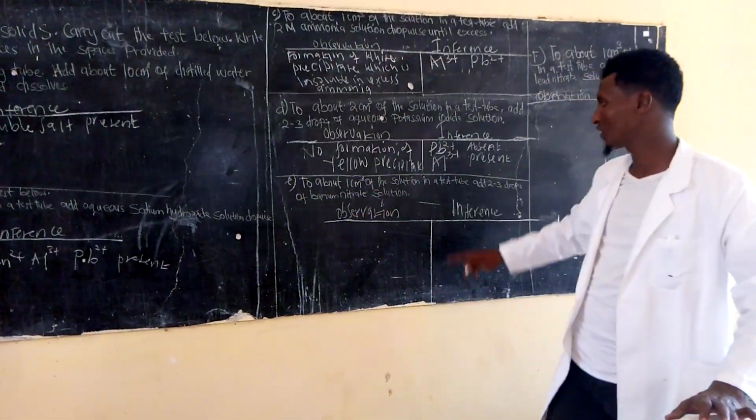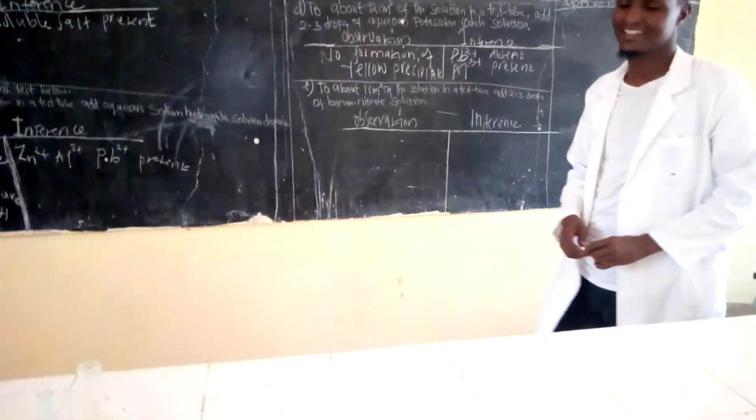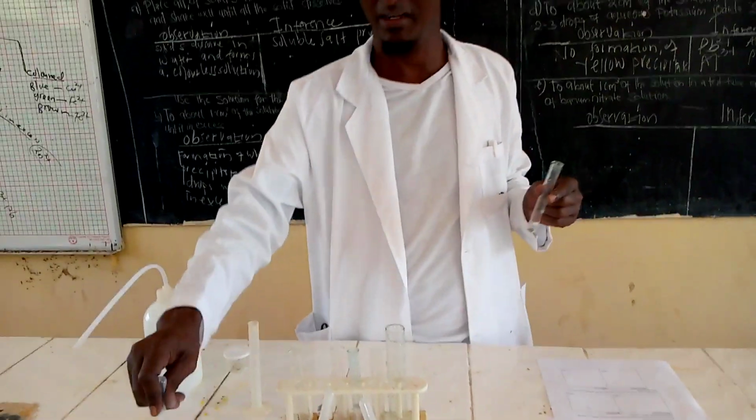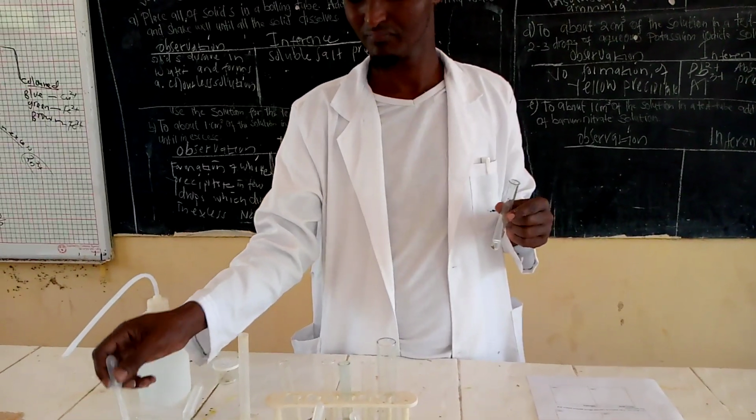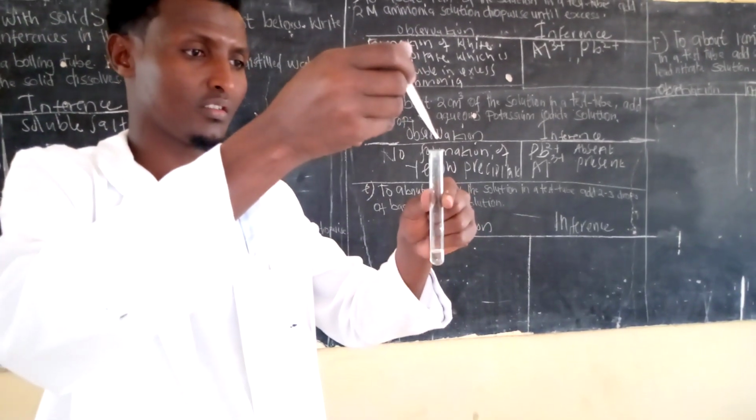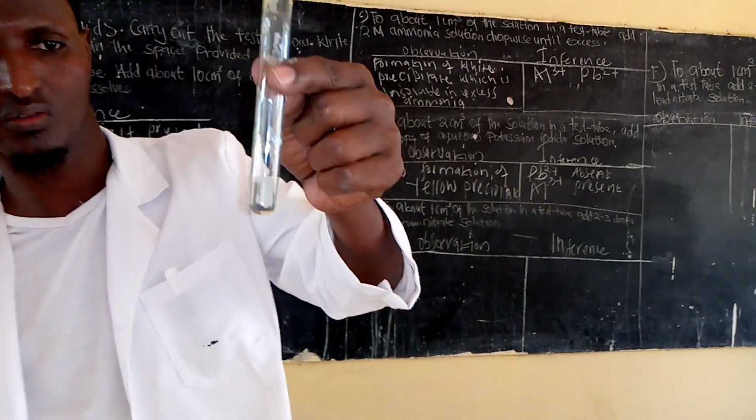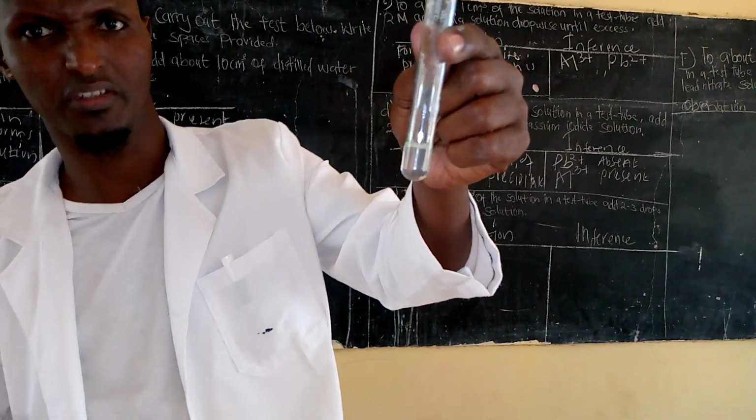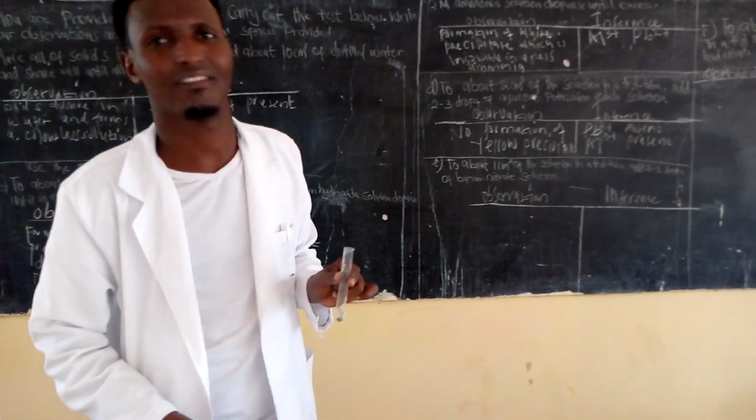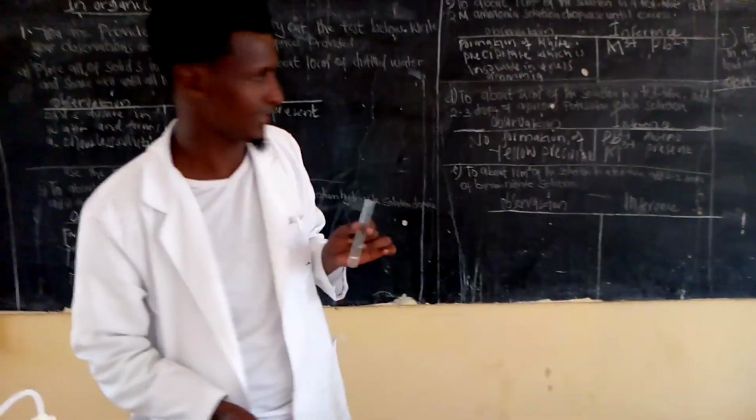To about 1 centimeter of the solution in the test tube, add 2 to 3 drops of barium nitrate. Okay, let's add. So this one is 2 to 3 drops of barium nitrate. 1, 2, 3. Look, my students. Look. No formation of precipitate. Barium nitrate was to test the sulfate and carbonate, but no formation of white precipitate. It means those are absent.